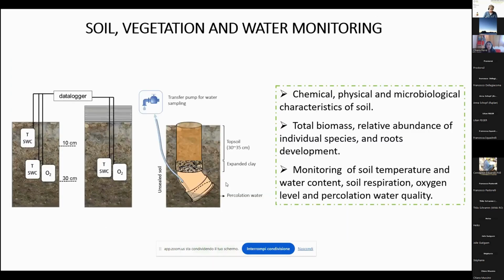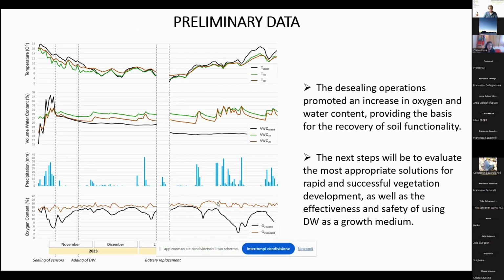And we also monitor the quality of the water by installing lysimeters. So the monitoring concerns soil with chemical, physical, and microbiological characteristics, but also vegetation and pedoclimate and water percolation quality. Here are some preliminary data concerning the sensor data.